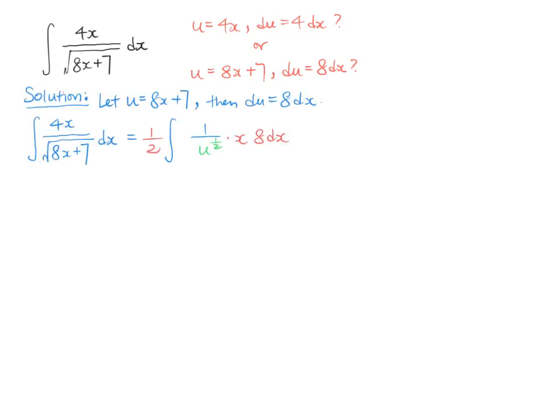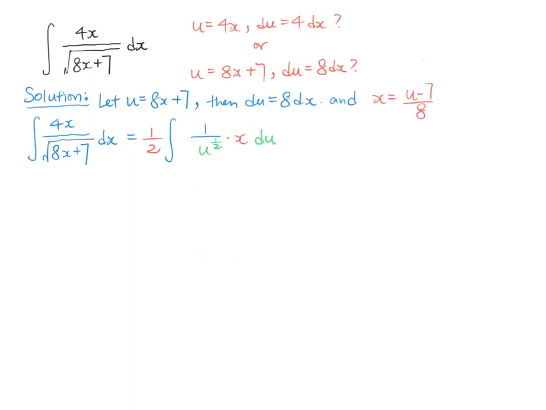In this case, if I let u equal 8x plus 7, du equals 8 dx. And so the denominator part becomes u to the 1/2 power. The x I moved here. The 4 will be split into 1/2, which is taken outside, and the 8 dx, which combines to get du. But this cannot be integrated. We don't know how to integrate it because of this x.